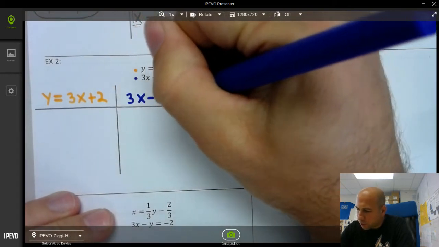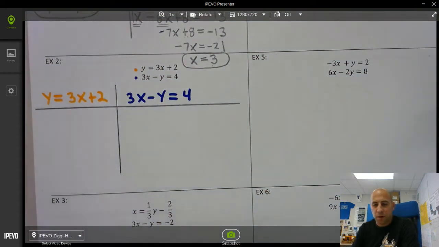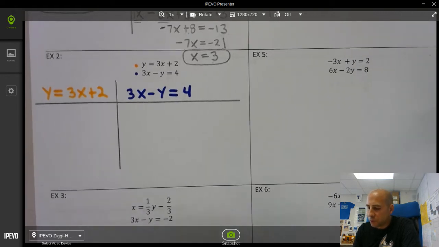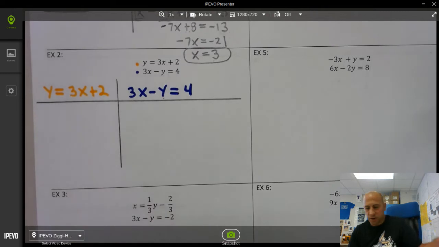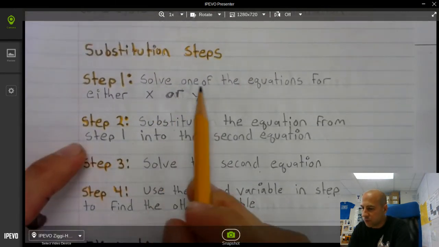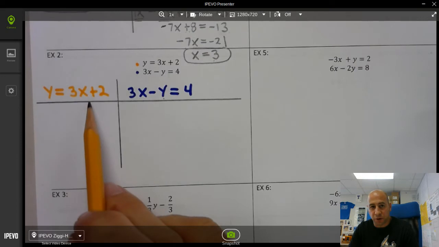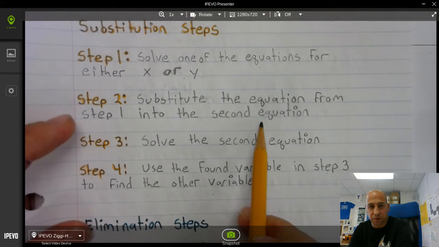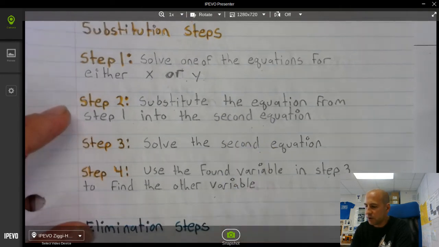and then 3x minus y equals 4. Now, at this point, what you might want to do is, again, in pencil, pause the video and try example 2. And then once you tried it, unpause, and you can watch me as I work through it and verify your conclusion. But if you just like to follow along, you just don't pause and follow along, okay? All right, so we're going to substitute y in for y, because we already noticed that step 1 says solve one of the equations for x or y. The first equation is already solved for y, so we're moving on to step 2, substitute the first equation into the second equation, okay?